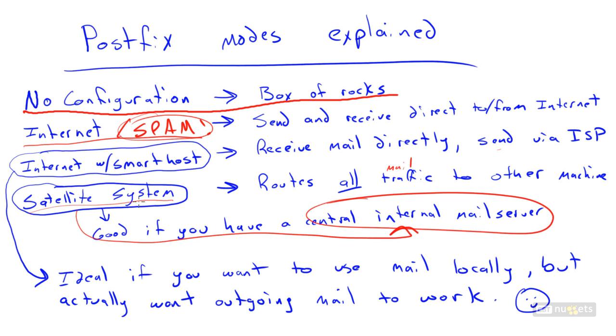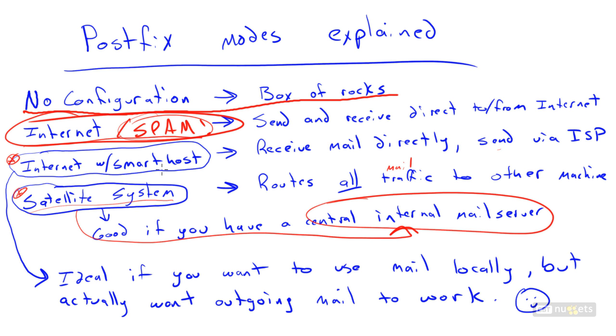So a satellite system is a good idea if you have multiple servers in your network, even if you are hosting an actual internet live mail server. Your secondary servers can be satellite systems, so that you just use that central internal mail server. So that's what these mean. And again, you're probably going to use one of these two, depending on your needs. Okay, and like I mentioned down here, if you want to use mail locally but actually want outgoing mail to work, you want to use a smart host or a satellite system.